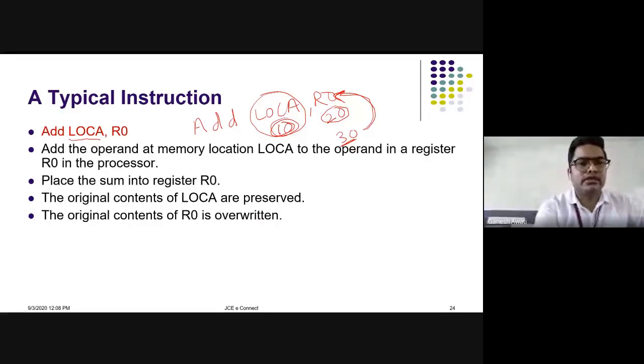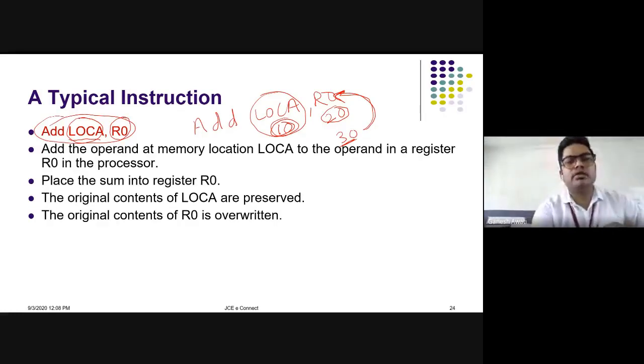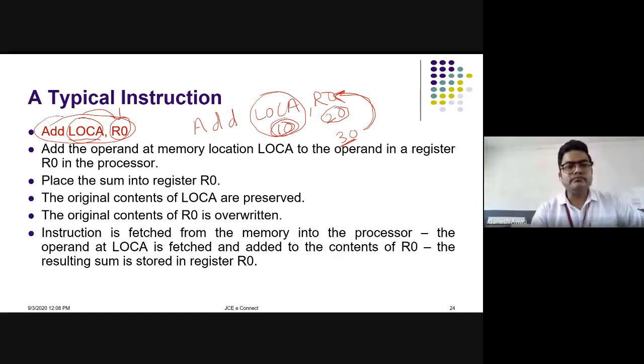So what this instruction does is add the content at this location with the content at R0, and the result is stored into R0. The instruction is fetched from the memory into the processor. The operand at the location is fetched and added to the content of R0. The resulting sum is stored in the register R0. Are you getting this?